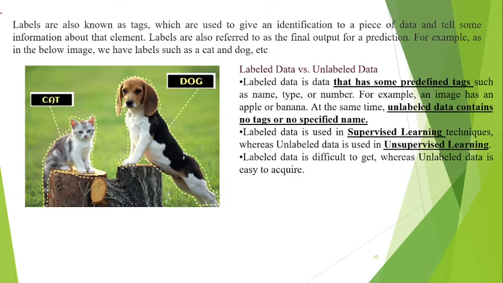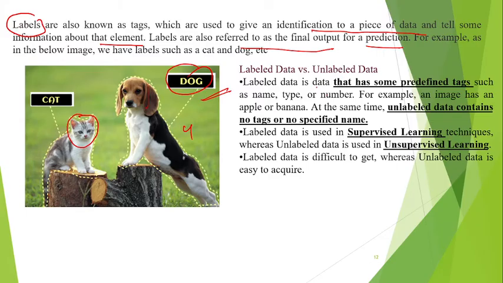The next part is label. What do you mean by label? The name given to that one, right? This is a cat, this is a dog, which is used in supervised learning. A label is also known as a tag, which is used for identifying a piece of data and tells you some information about that element. A label also requires the final output, what you want to predict. If I want to predict a dog, it has four legs, a long ear, and other features, then I can label this as a dog. That is called a label.